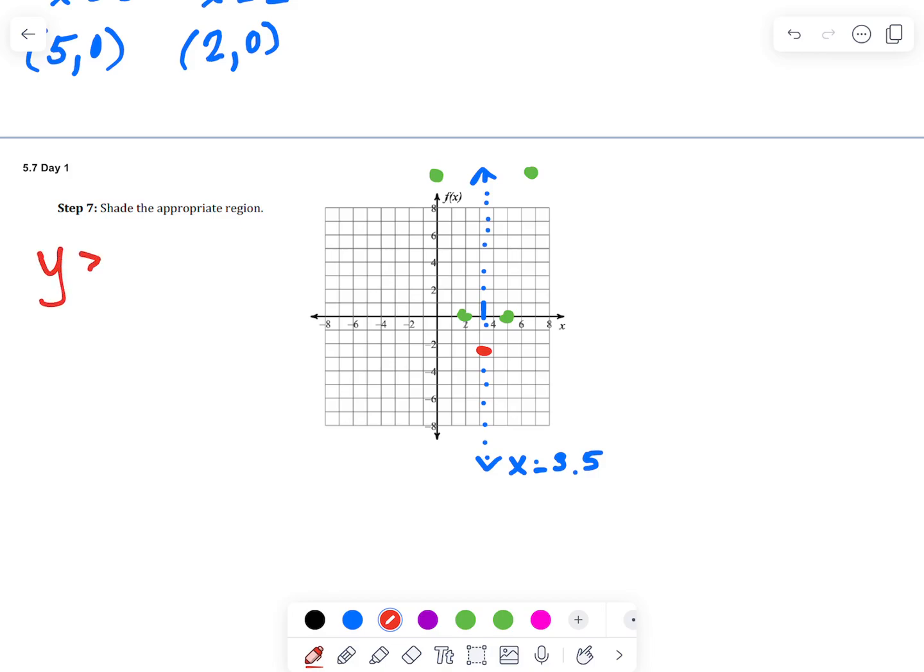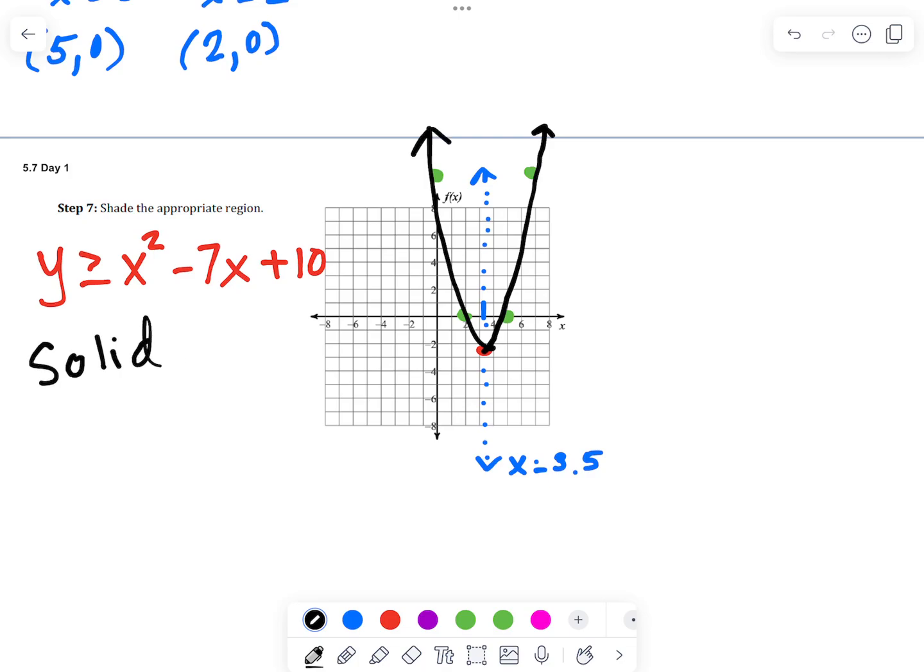So we have y greater than or equal to x squared minus 7x plus 10. Notice this time now we have a line underneath that inequality, so it is going to be a solid parabola. And we want to find out where we should shade our parabola, inside or outside the parabola. So we have to check it with our critical points.